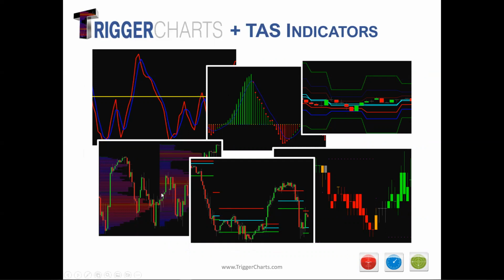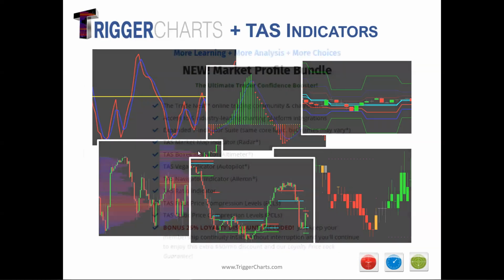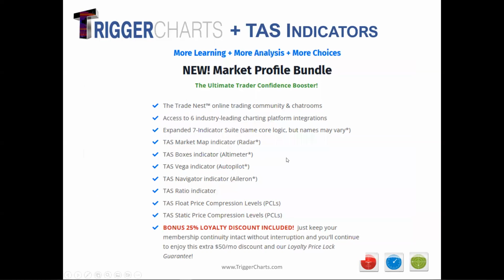The same thing here, right? You have the market profile here that's going on. So what we have here is a very similar situation. The radar is now called market map. The altimeter is boxes.